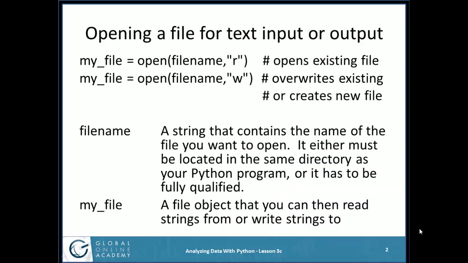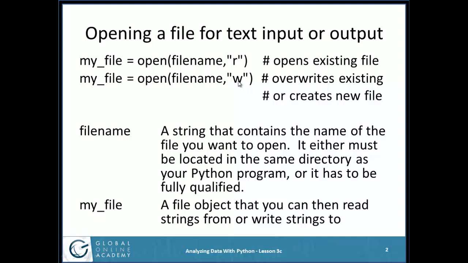Opening a file for either input or output starts with an open statement, and here's the syntax for it. Open, and then in parentheses you need a string, constant, or variable that says what file to be opened. And then you put either quote R quote for reading a file, in which case it has to already exist, or quote W quote for writing a file. If it doesn't exist, it will create it. If it does exist, it will overwrite it. It won't append it to the end.